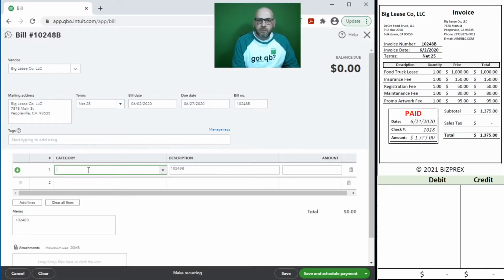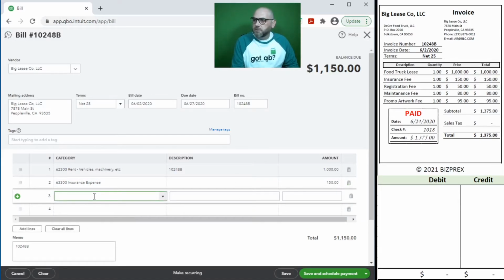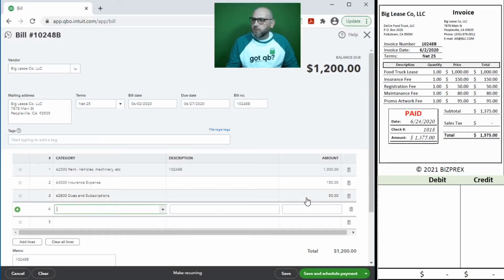So lease, we have our lease, rent, okay, so that one is 1,000. What else we have? We have insurance, all right, that one is 150. What else we have? We have dues and subscriptions, that's our registration fees and such. What else we have? We have maintenance.